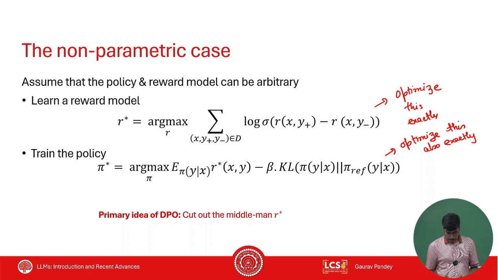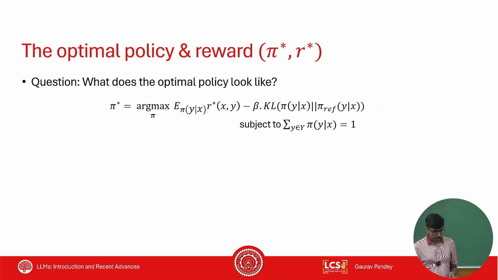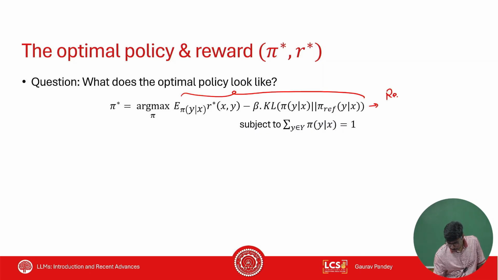So the idea is, let's look at the relationship between this optimal policy and the reward function. Assuming you can learn an arbitrary reward function and arbitrary policy, and you're not limited by the optimization algorithm or the parameterization, in that case, how does your optimal policy look in terms of your optimal reward function? How would you get the optimal policy? You have this objective. Is everybody familiar with this objective? This is your regularized reward maximization objective of policy gradient of PPO.